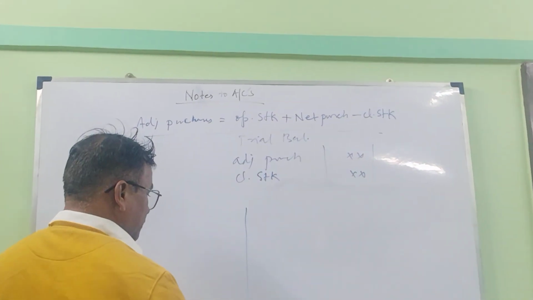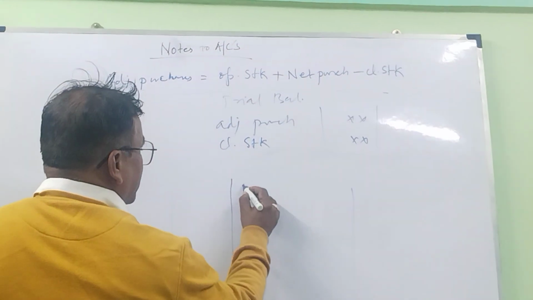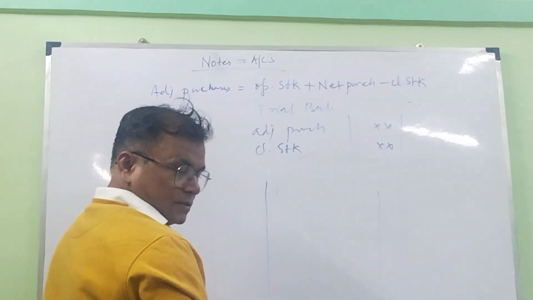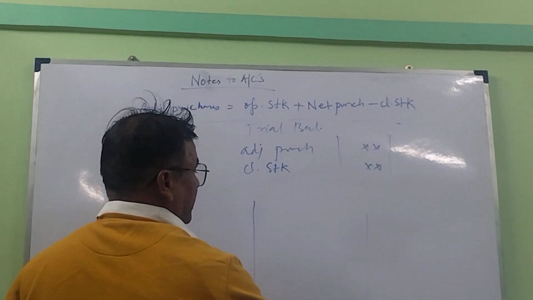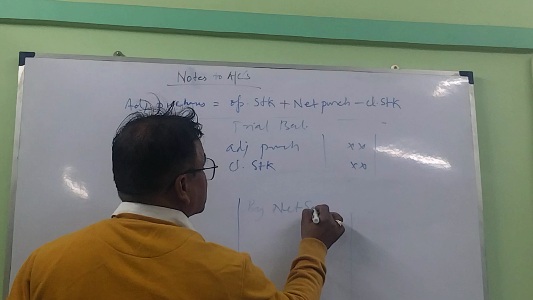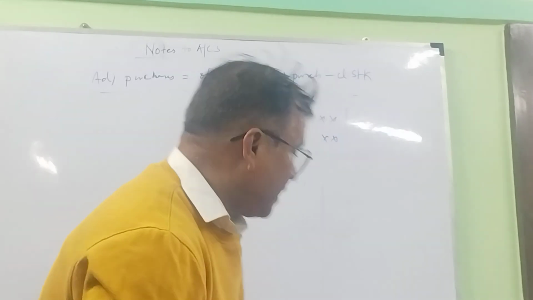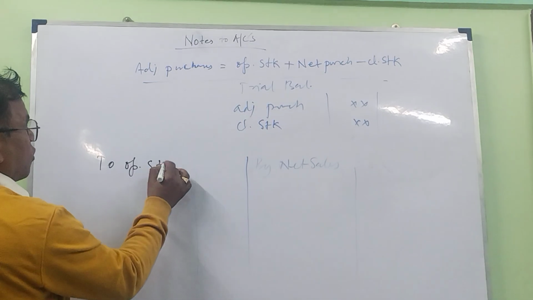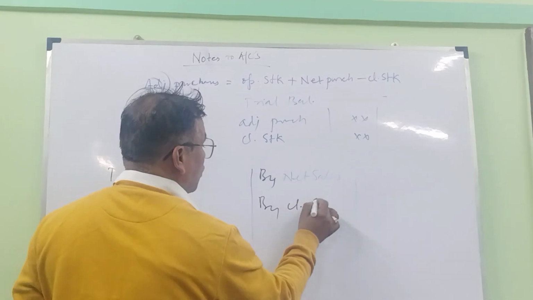in trading account. Now, suppose you are preparing trading account. In trading account we generally write here, what do we write here? First item on the credit side, that is net sales, right? So by net sales, sales minus sales return, that is your first item on the credit side, and on the debit side we write opening stock. And this side we write by closing stock.